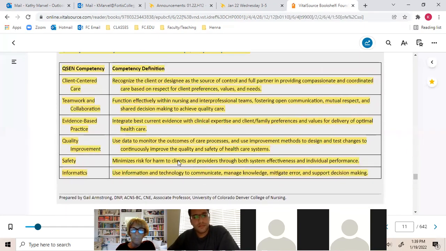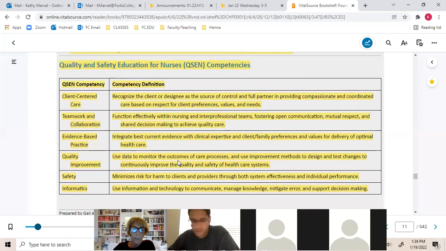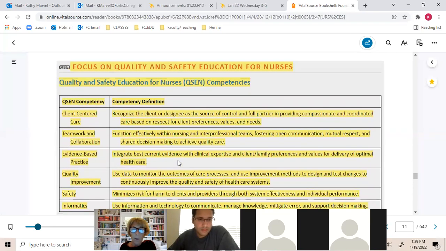Okay, I want you to know this. Please know this box: Quality and Safety Education for Nurses. This is the QSEN competencies. Whether you have to put that in a card, I don't know, but you need to know these six QSEN competencies.